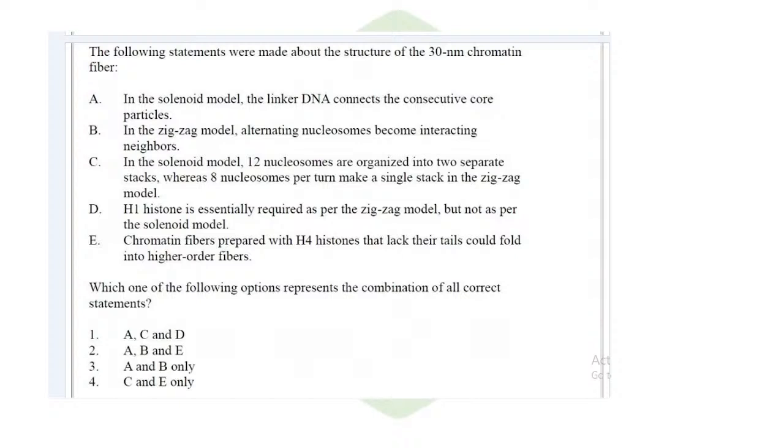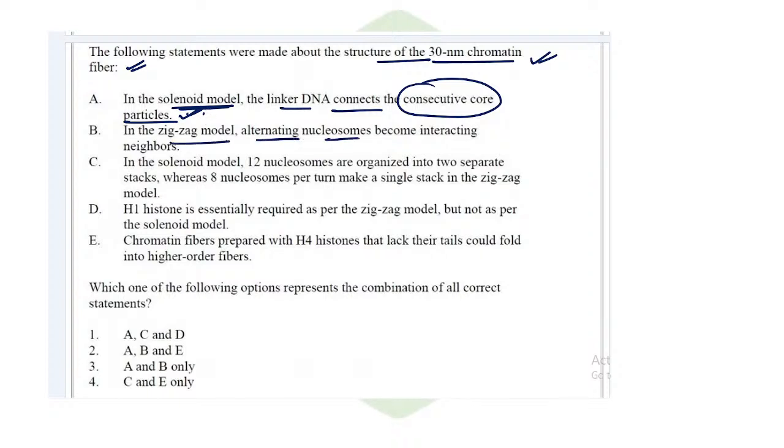Now see, this was a question that was asked in June 2022, and it is related to the structure of the 30 nanometer chromatin fiber itself, right? Let's understand this question. First option: in the solenoid model, the linker DNA connects the consecutive core histones. Second: in the zigzag model, alternating nucleosomes interact with each other. Third: in the solenoid model, 12 nucleosomes are organized in separate stacks, while 8 nucleosomes per turn make up a single zigzag helix. Then: the H1 histone is essentially required for the zigzag but not in the solenoid. Last option: chromatin fibers prepared with H4 histones that lack their tails could fold into higher order fibers. Now you have to find the combination of correct statements.